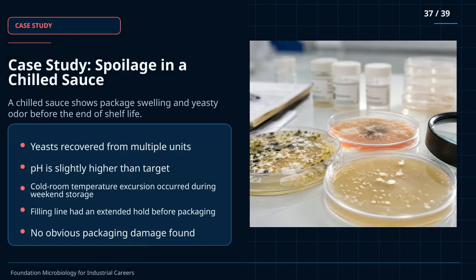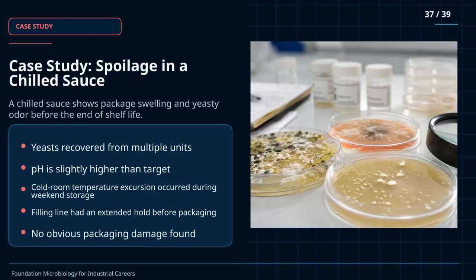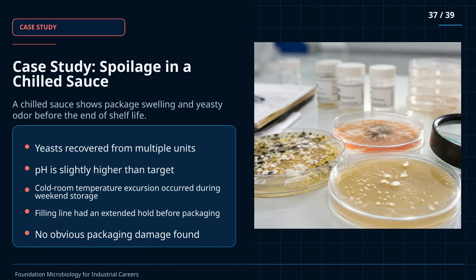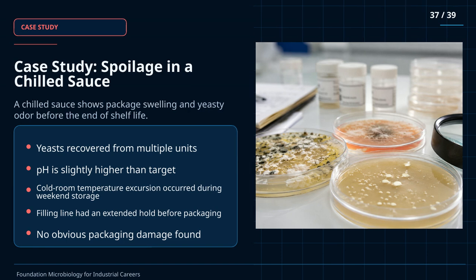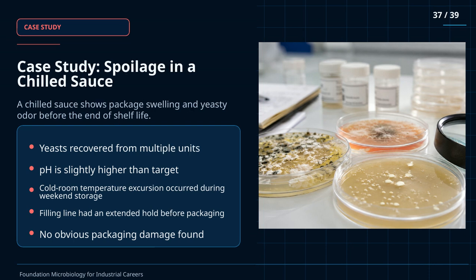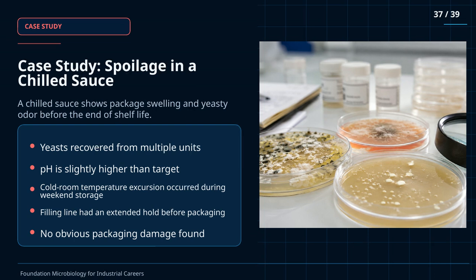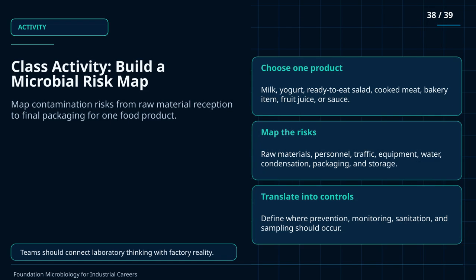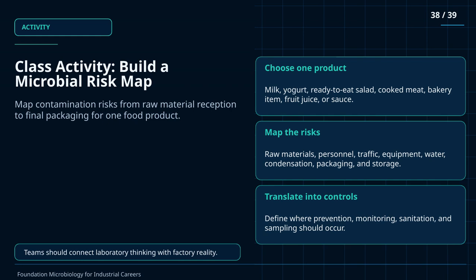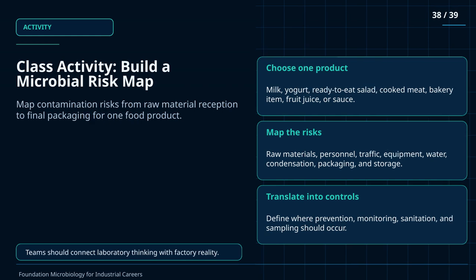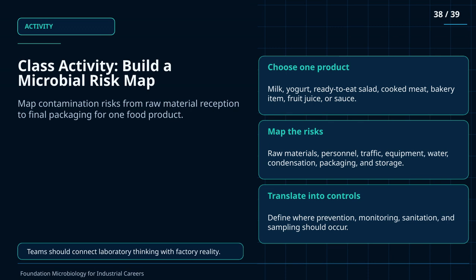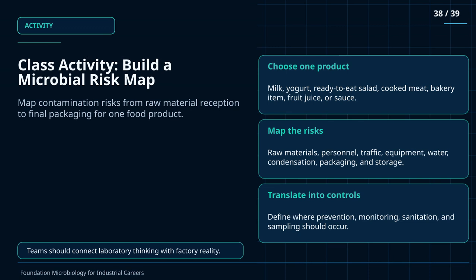In this chilled sauce case, package swelling and yeasty odor suggest a spoilage problem before the intended shelf life. The higher pH, cold room temperature excursion, and extended filling line hold should be evaluated together with the recovered yeasts. This activity asks teams to build a microbial risk map from raw material reception to final packaging. Consider people, equipment, water, condensation, packaging, storage, and distribution for the selected food product.